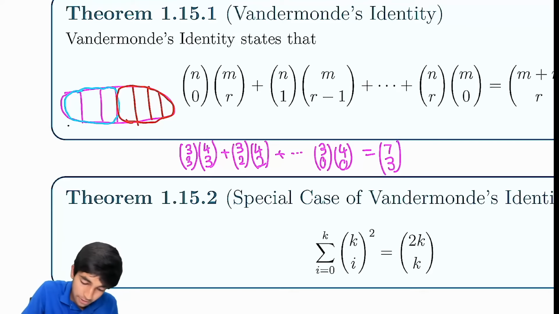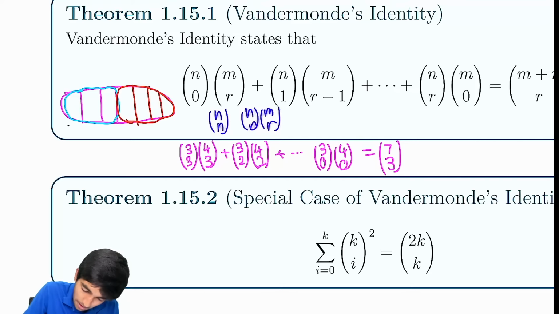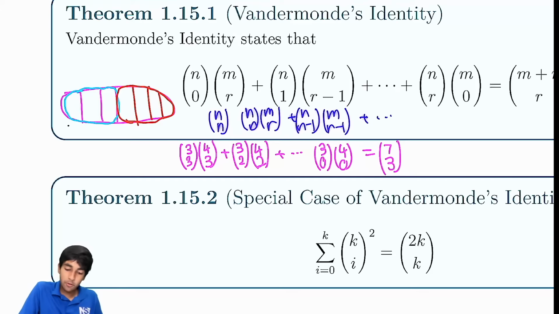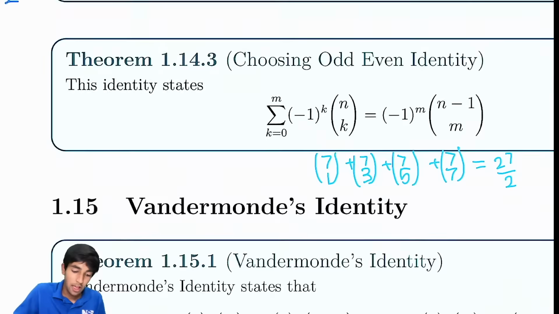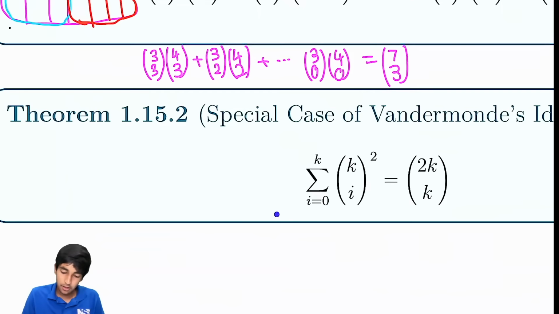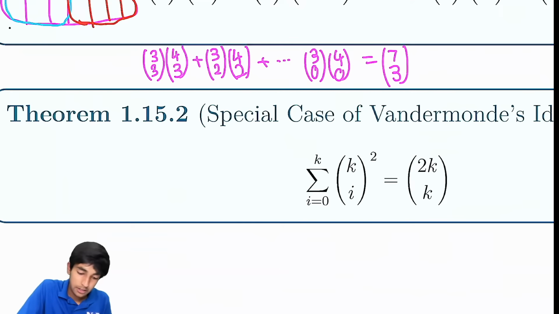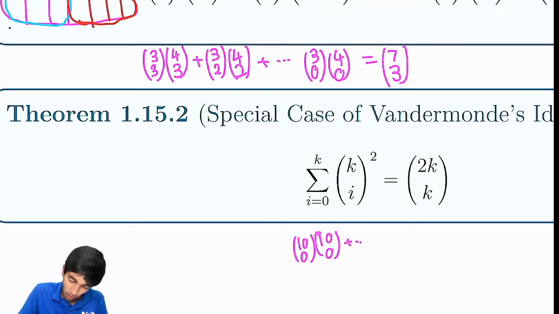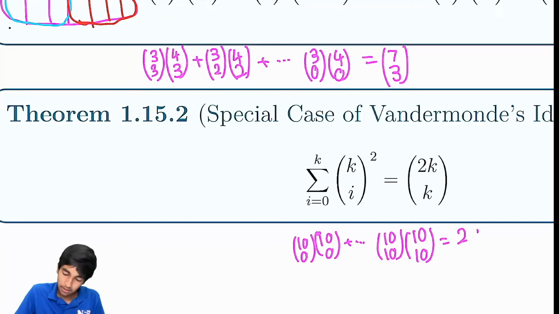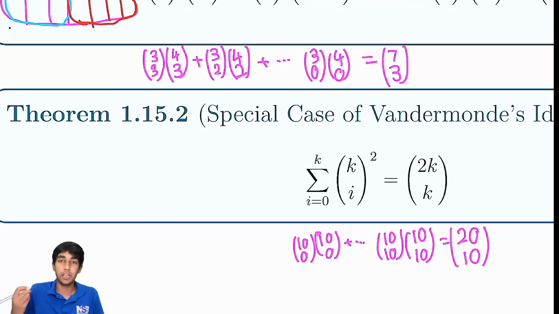So keep in mind, Vandermonde's, they often do something like n choose r times m choose r, and then plus n choose r minus 1 times m choose r minus 1, and so on. The trick here is to realize that this is still Vandermonde's, just with this identity. And this is a special case, which is kind of what I was describing earlier. Let's say 10 choose 0 times 10 choose 0, plus all the way till 10 choose 10 times 10 choose 10. This is just 20 choose 10. That's the same thing I was describing earlier, but a slightly more specific case.